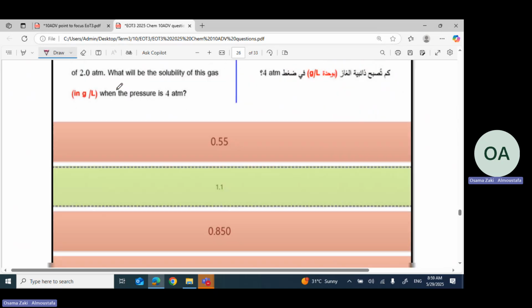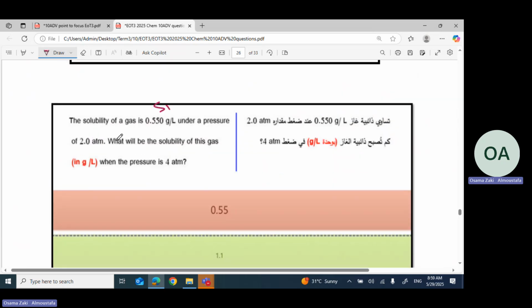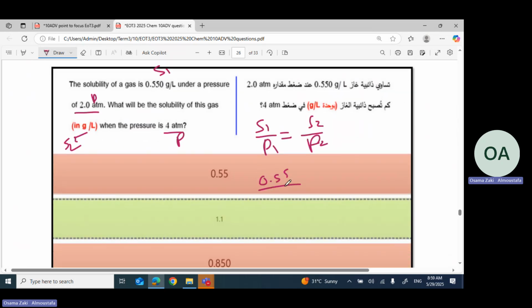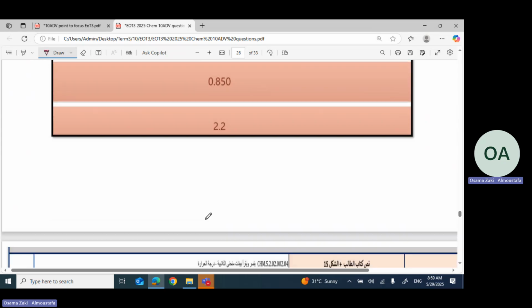Okay, other question. S1, P1, P2, and this is S2. Same formula, S1 over P1 equals S2 over P2. S1 is 0.55 divided by P1, which is 2, equals S2, which is not given. P2 is 4. You can use the calculator to find S2, which is 1.1.